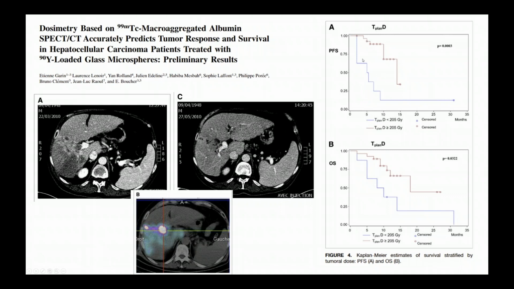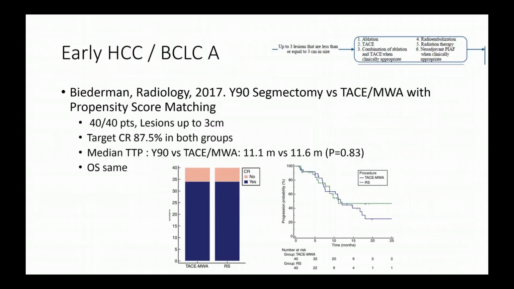The estimates of survival and progression-free survival show that if you get over 205 gray, that's their number, 205 gray is this line, versus less than 205 gray is this line in terms of progression-free survival. And then clearly in the overall survival category, you can see that there's a difference in the survival depending on if you achieve an adequate dose to the tumor. And that's really the key to how Y90 works. You have to achieve an adequate dose to the tumor, just like they would do in radiation oncology with external beam.